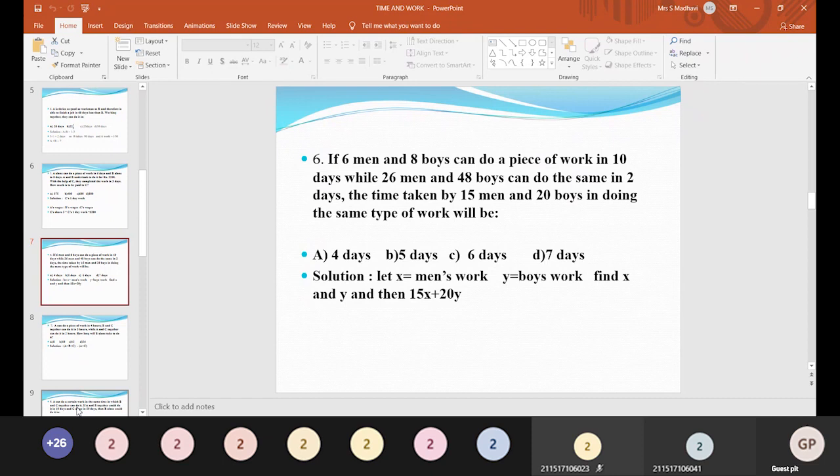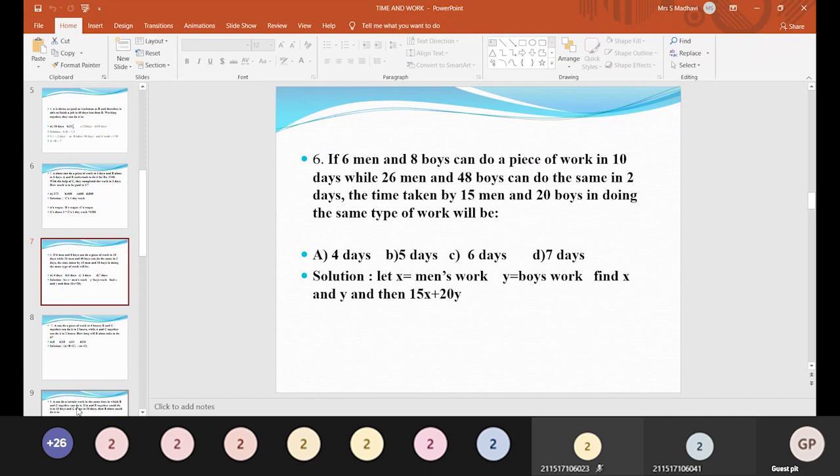And the second equation is 26x plus 48y, which is equal to 1 by 2. If you take x as men's work and y as boys' work, then we get the two equations: 6x plus 8y is equal to 1 by 10 as the first equation, and 26x plus 48y is equal to 1 by 2 as the second equation. Now we need to calculate for 15x plus 20y.